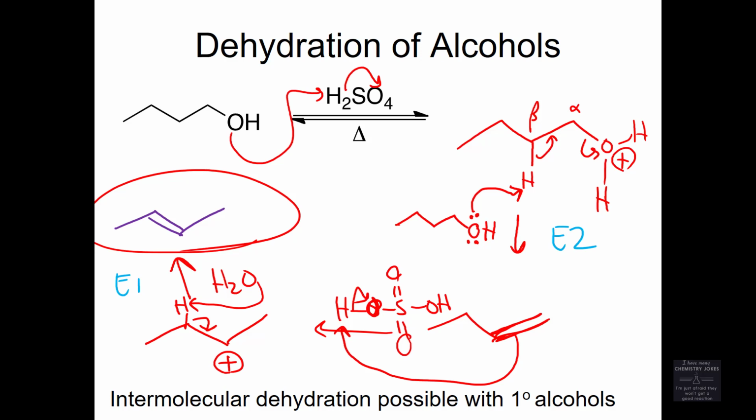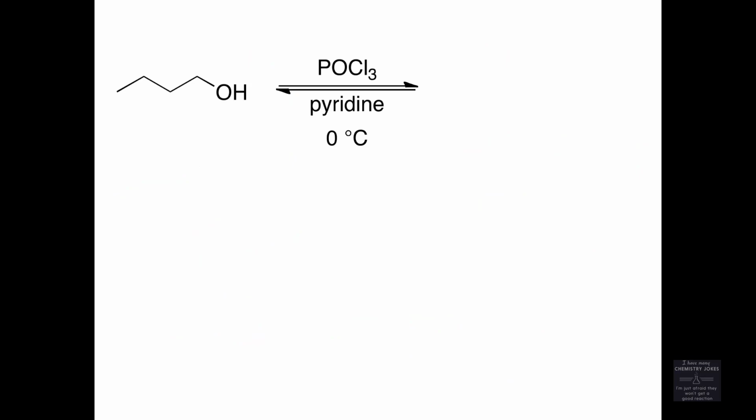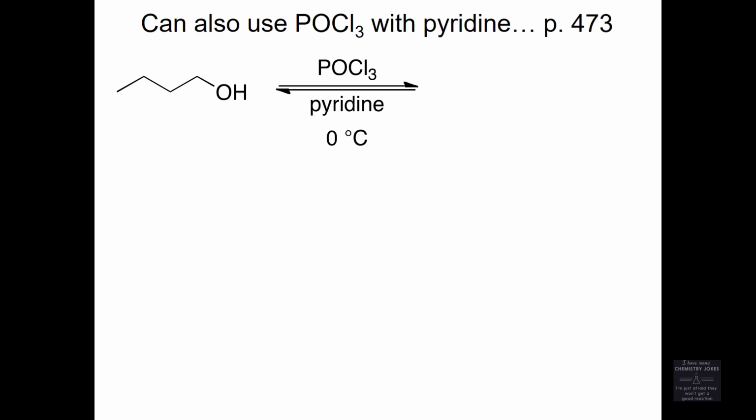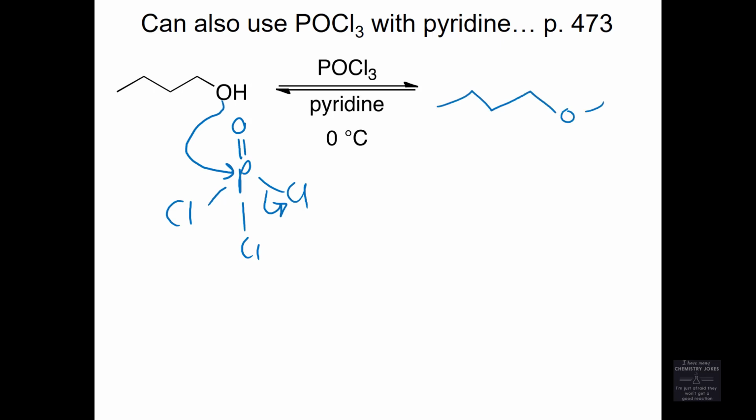Since dehydrations in acid can sometimes cause issues, sometimes you want to dehydrate in base. Like this, alcohol with POCl3 and pyridine. So this says page 473 is the mechanism. I guess I'll draw it for us now. Oxygen is a terrible, horrible, no good, very bad leaving group, so you've got to make it better. And one way to make it better is to attack the phosphorus, like so.